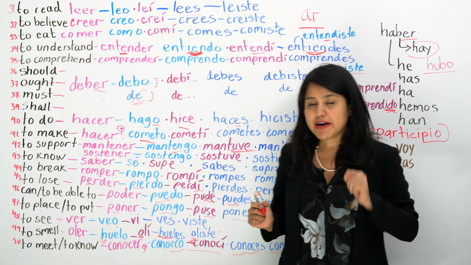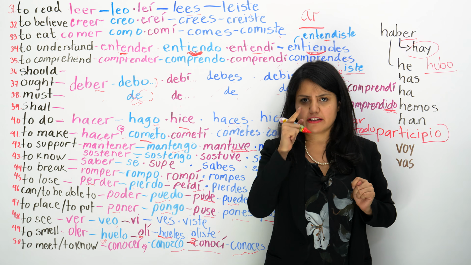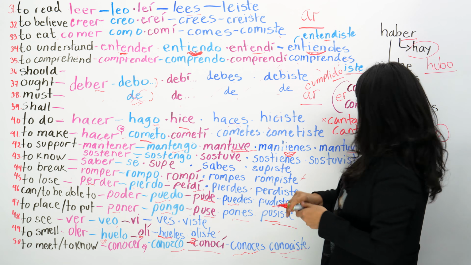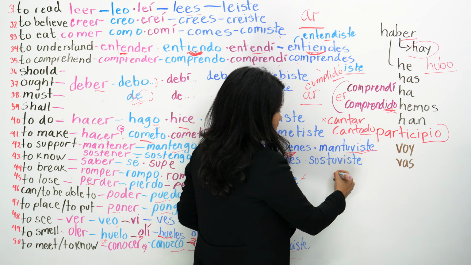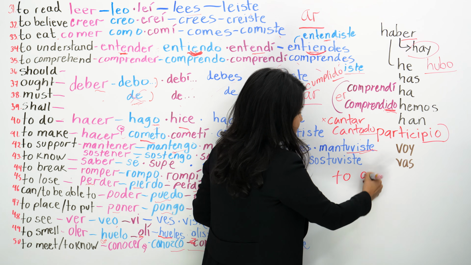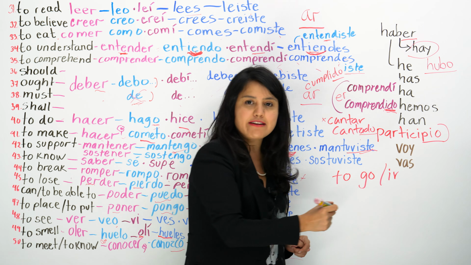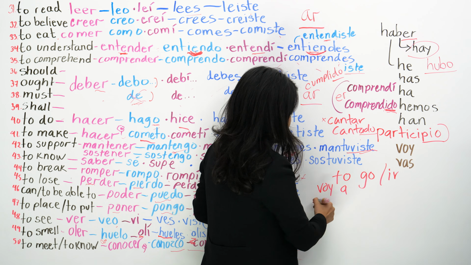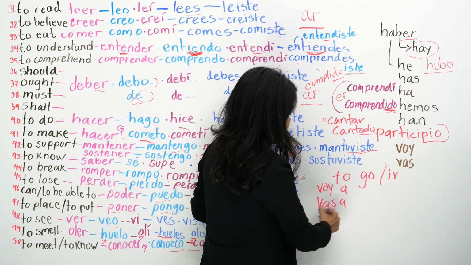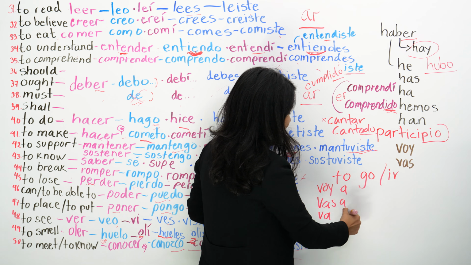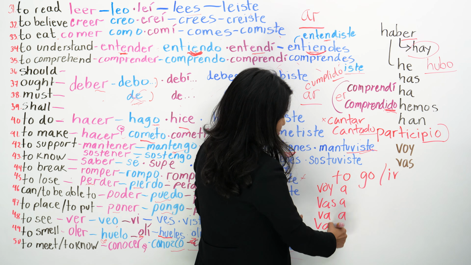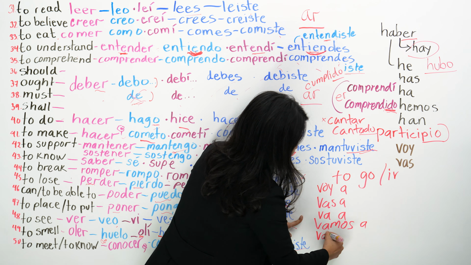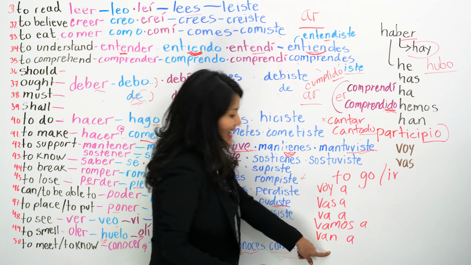Before I forget, how are you going to quickly get the future? You probably know already because you have watched my other lesson. Well, to go, el verbo ir, you're going to conjugate the verbo ir en presente. Yo voy a. Tú vas a. Él, ella, usted va a. Nosotros vamos a. Ustedes o ellos o ellas van a.